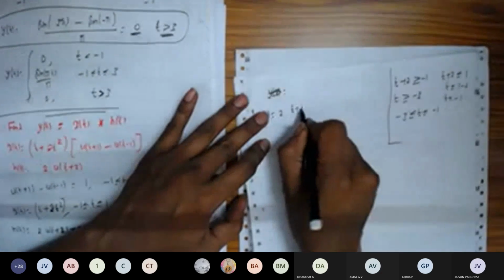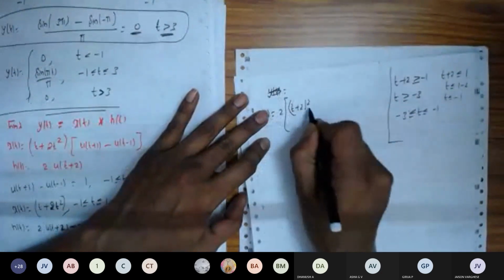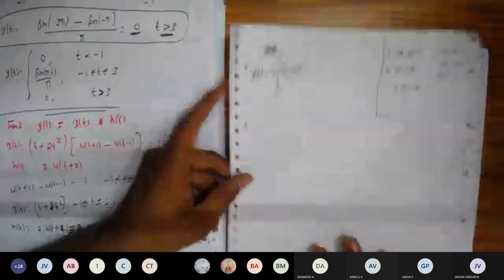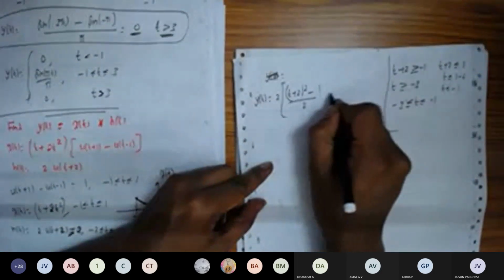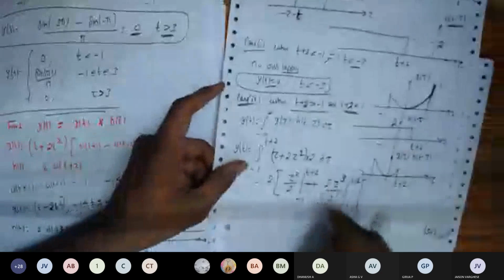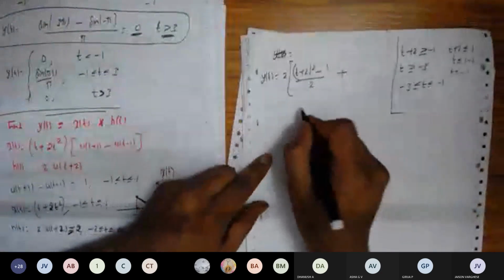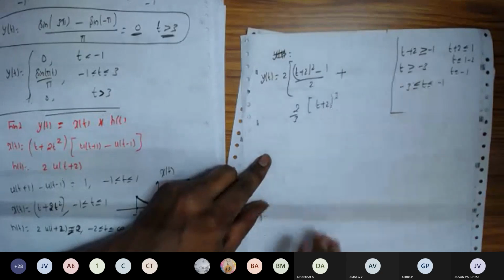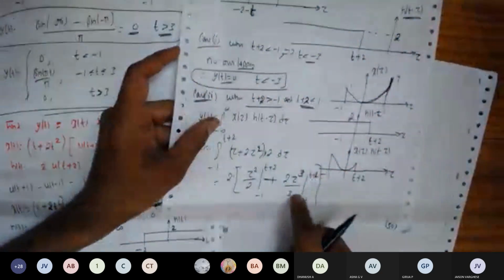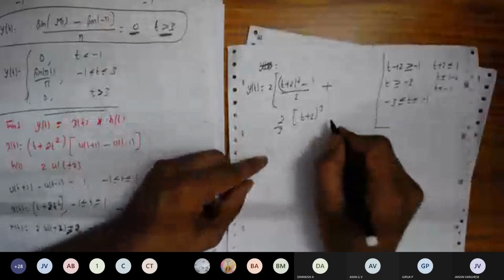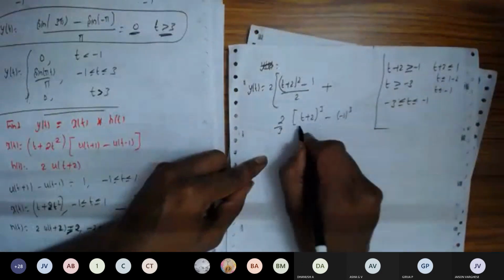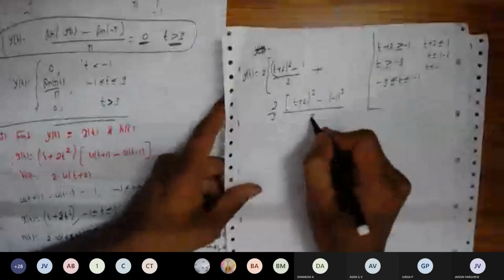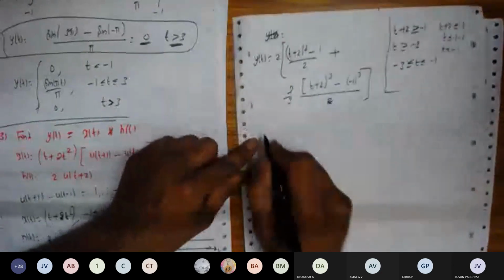So it is (t plus 2) the whole square minus 1 the whole square, it will become, so it is 1 only, divided by 2, plus this one is 2 by 3 into (t plus 2) the whole cube minus minus 1 cube. So it is nothing but minus 1 divided by 3, minus 1, that's it here. So continue to do simplification.